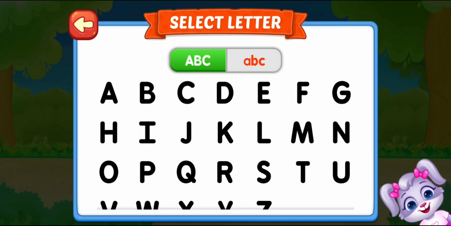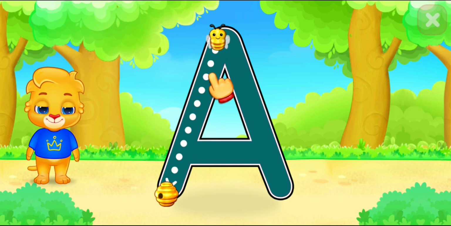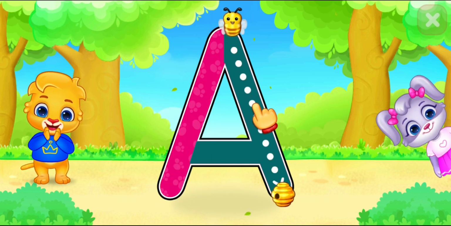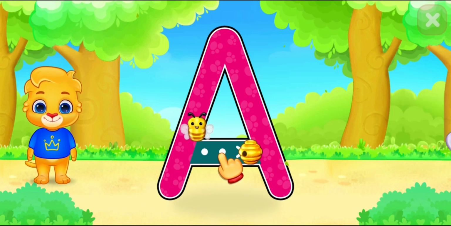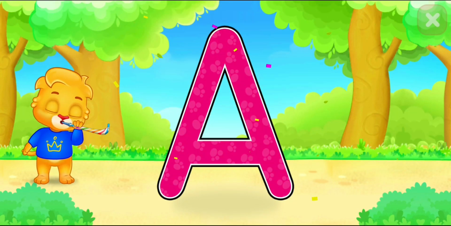Our video today is to select the letter. We select the letter A. Wow, A. Bee will move towards honey. Second line, bee will move. We draw our A letter. Wow.